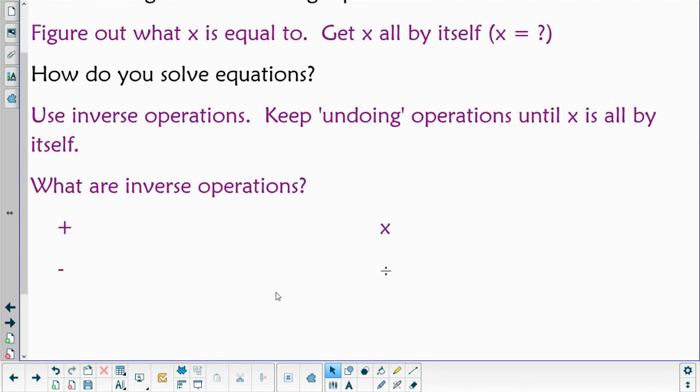Okay, so here are our inverse operations. The opposite of adding is subtracting. So these two go together. The opposite of multiplying is dividing. Okay, and it works the opposite way as well, subtracting and addition, division and multiplication.